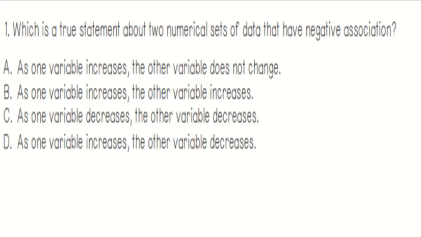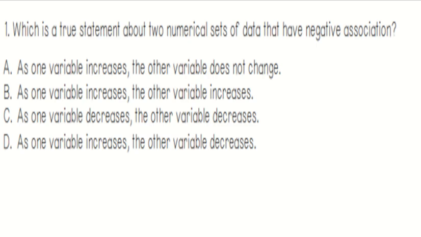All right, so the way this one's kind of stretched, that might be a little hard to read, but it's asking which one's true about 2 sets of numerical data that have negative association. All right, so don't even try to read the answer choices right now. Think about it. If something has a negative association, what happens? One of them decreases, what happens to the other then? Increases. They go opposite directions, right?